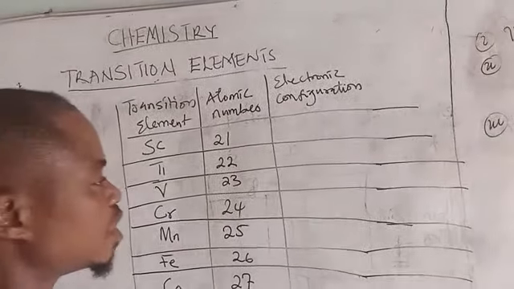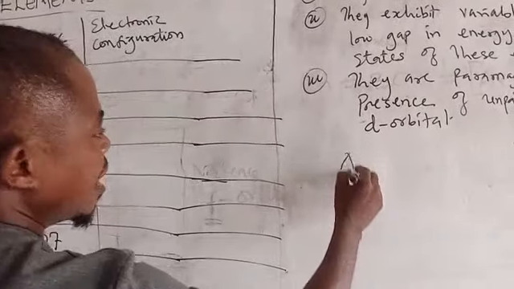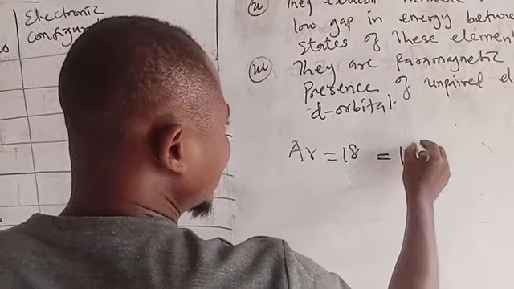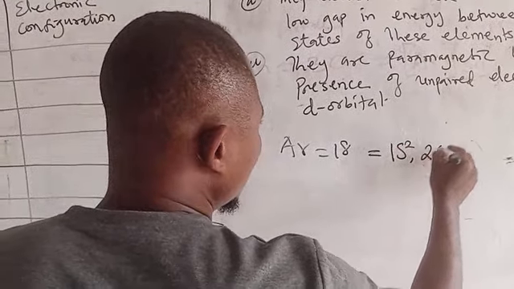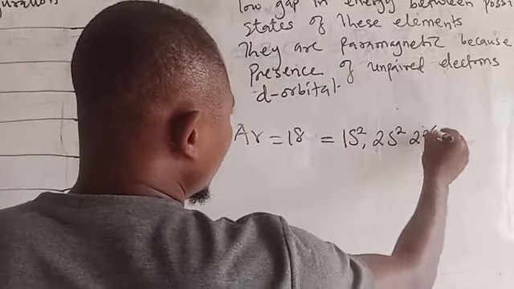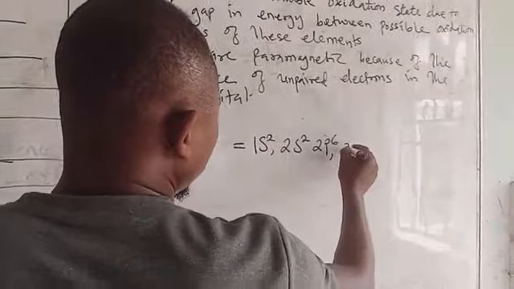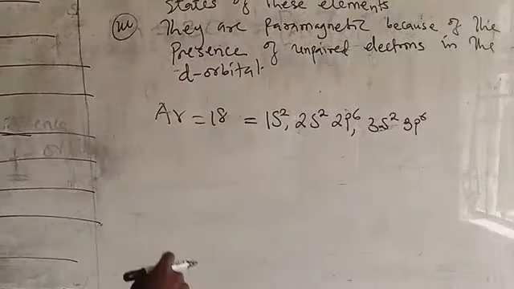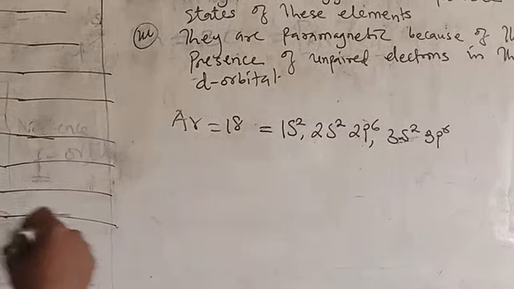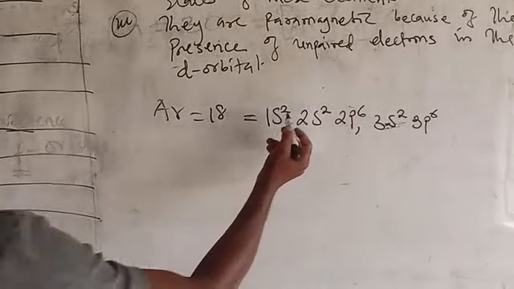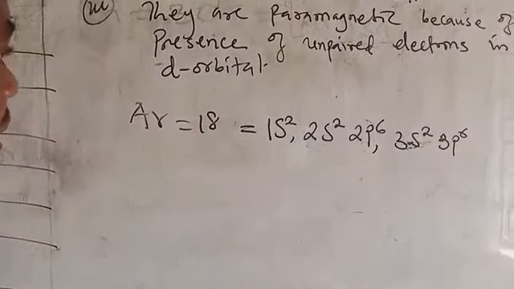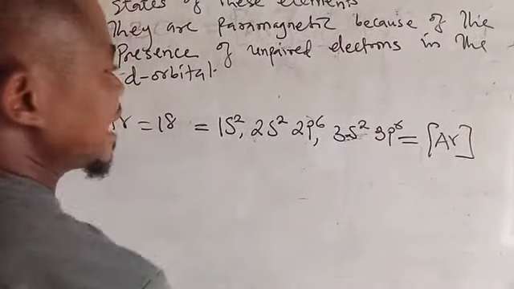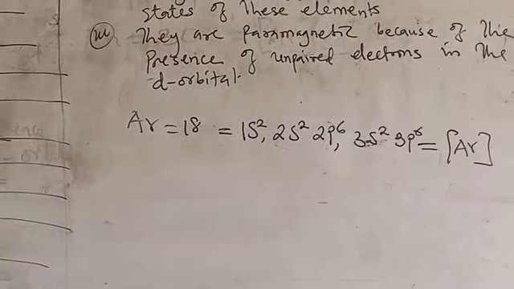Before that, let's look at the configuration for argon. Argon is 18. So we're going to have 1s2, 2s2, 2p6, 3s2, 3p6. If you have not been in our class, if you are just joining, please go through our former lectures. We have done electronic configuration. So now, because it's a noble gas, whenever we write this, it means it's an argon core and it represents the whole of this configuration.